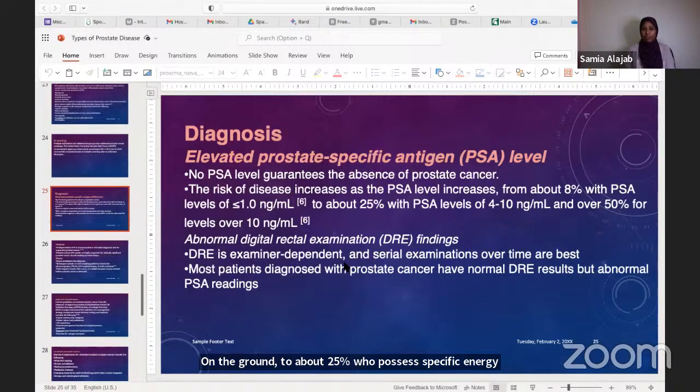Then there is abnormal digital rectal examination finding. This also depends on the examiner, so you might miss a finding, and serial examinations over time are best. So it has to be performed many times. Most patients diagnosed with prostate cancer have normal digital rectal exam results, but an abnormal prostate specific antigen reading.